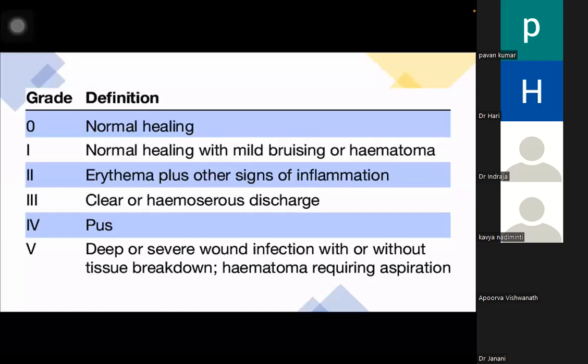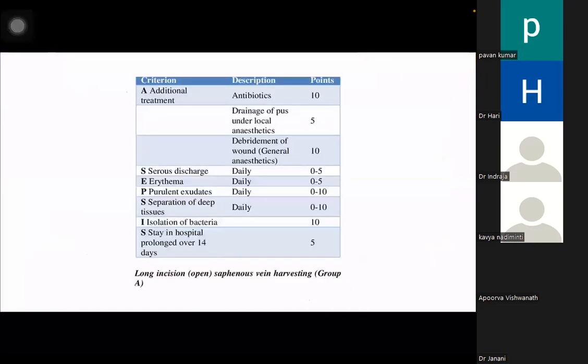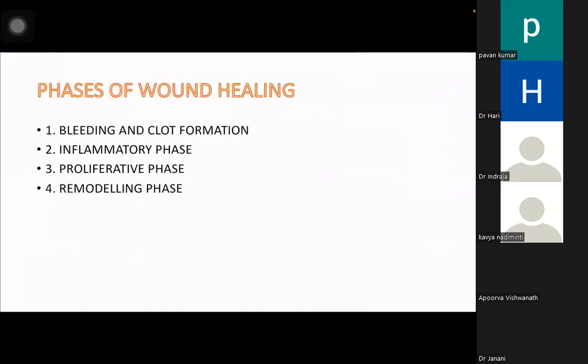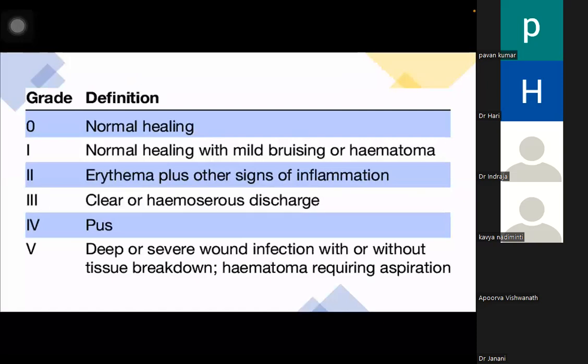And for infections, we use Southampton scoring and asepsis scoring, which helps in early detection of infections and modification of treatment. Go to the Southampton score. You can't just say this one. You have to describe this.